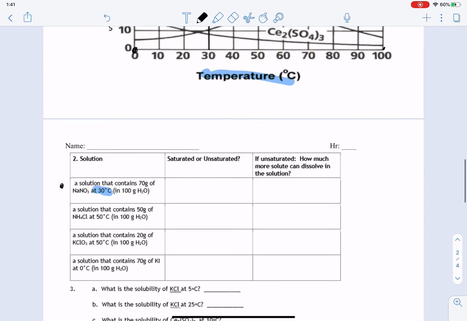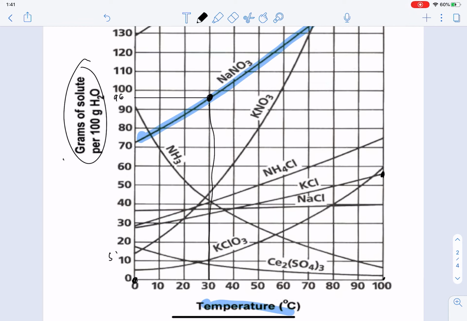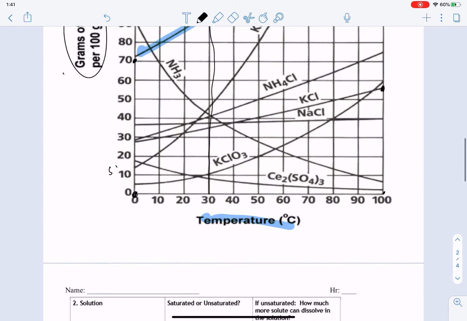So if it contains 70 grams of sodium nitrate, say you have a bag of sodium nitrate, not sure what you're doing with that bag, but you pour it in the water, is that enough to dissolve, or is there more space for sodium nitrate to be added? Think about the students and the desk. 28 students, 28 desks, 22 students, you still have more room. And in this case, we're only at 70 grams of sodium nitrate.